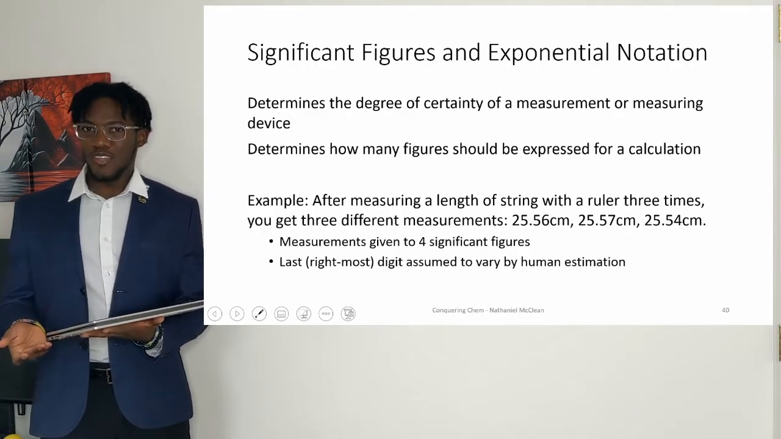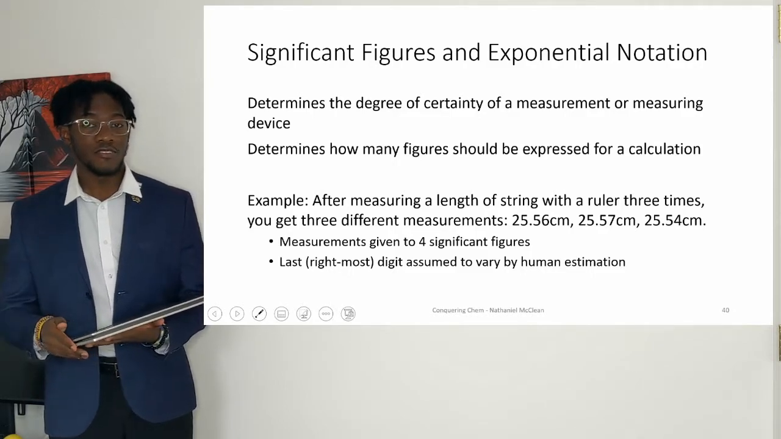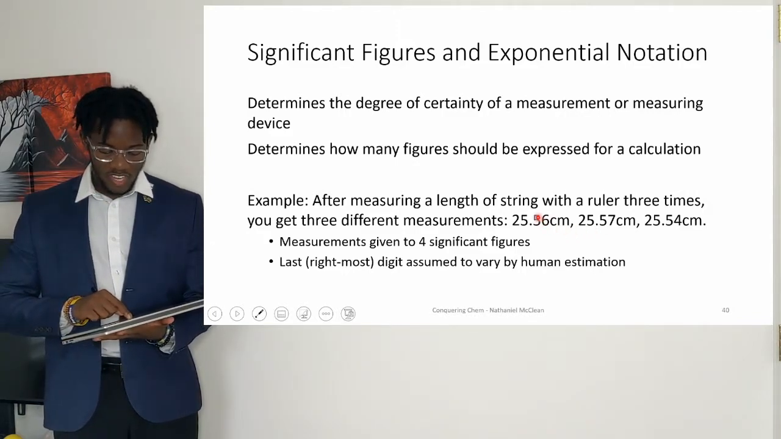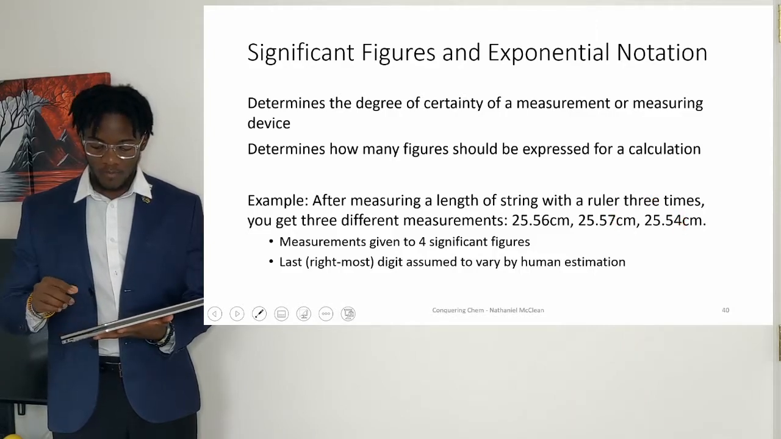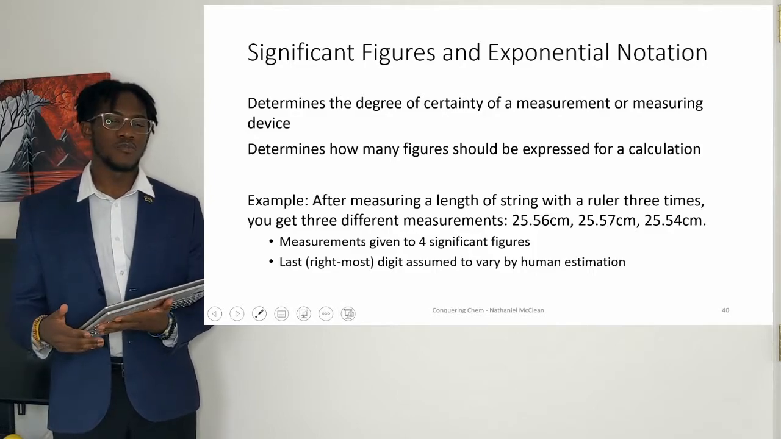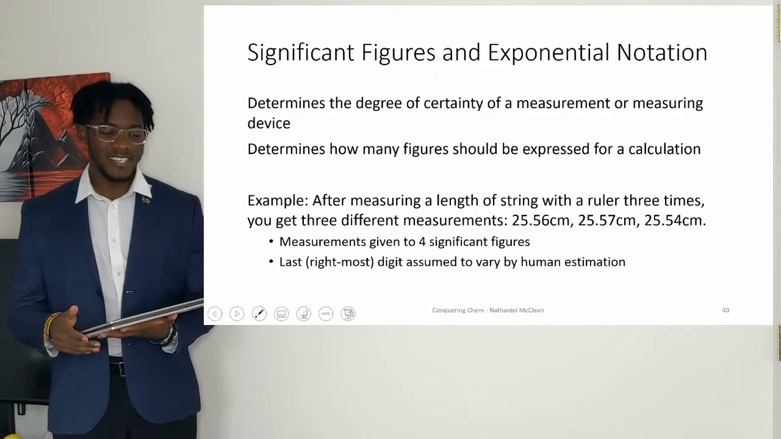You might be wondering how you can measure a string wrong. You might be stretching it differently each time. You might put the ruler down differently each time. Who knows? Point is that 4th digit in each case, in this case the 6, in this case the 7, and in this case the 4, that shows us where the uncertainty occurs. That is the significance of significant figures. It really tells us the uncertainty.